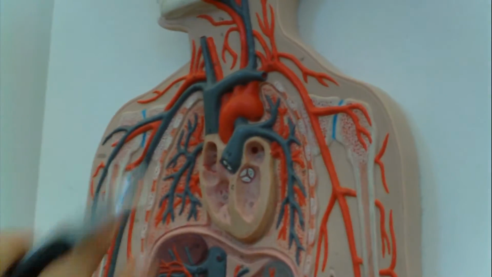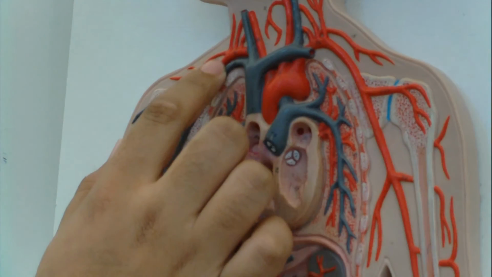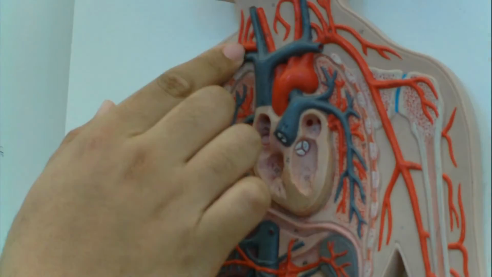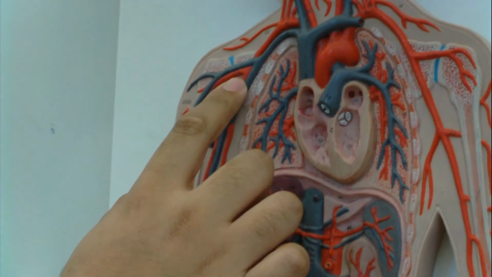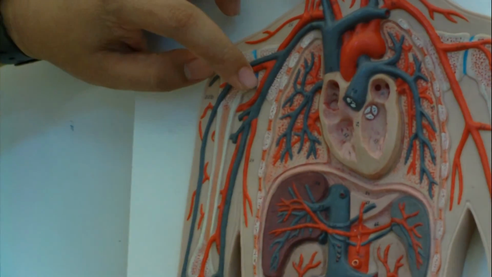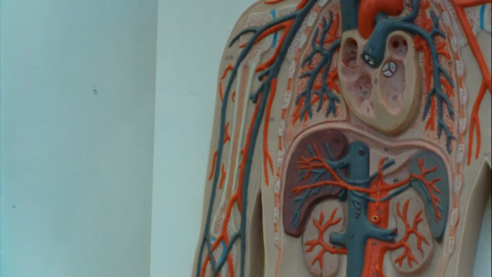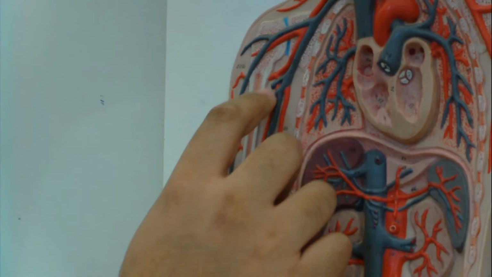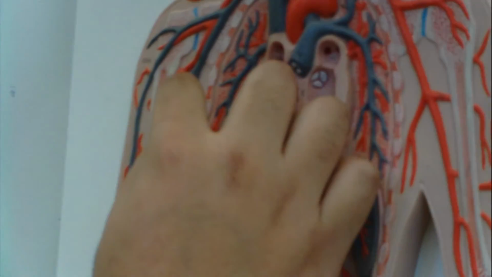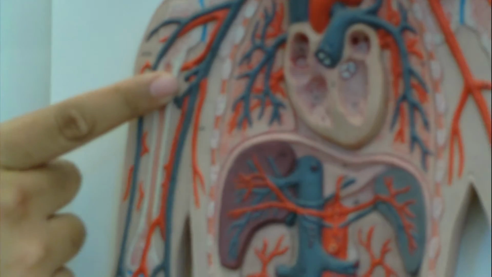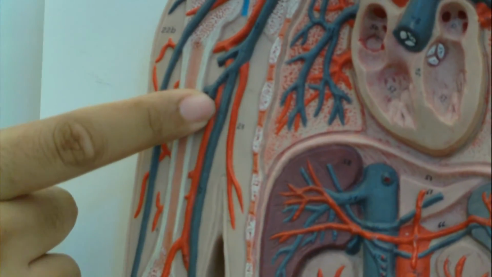Alright, so if we look at the superior vena cava again, as you can see, it branches off right here. This is the subclavian artery and subclavian vein. And if you follow it down, this should be the axillary artery, axillary vein. And if you keep following it down, that right there is the brachial vein. And I believe this is the brachial. Yeah, this is kind of small. Brachial vein, and this is the brachial artery.